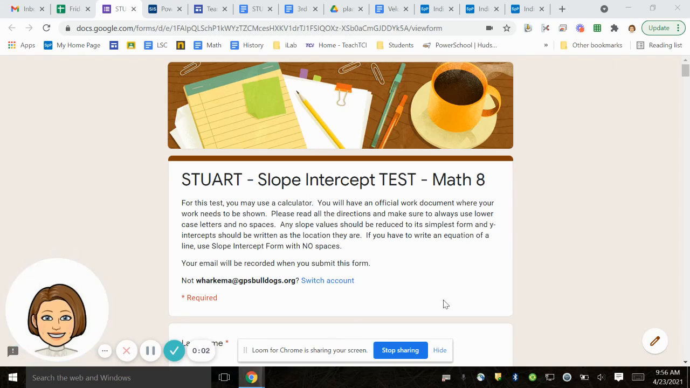This is the slope-intercept test. For this test, you may use a calculator, and I would say if you have a number line, use that too. You will have an official work document where your work needs to be shown. Please read all the directions and make sure to always use lowercase letters and no spaces.